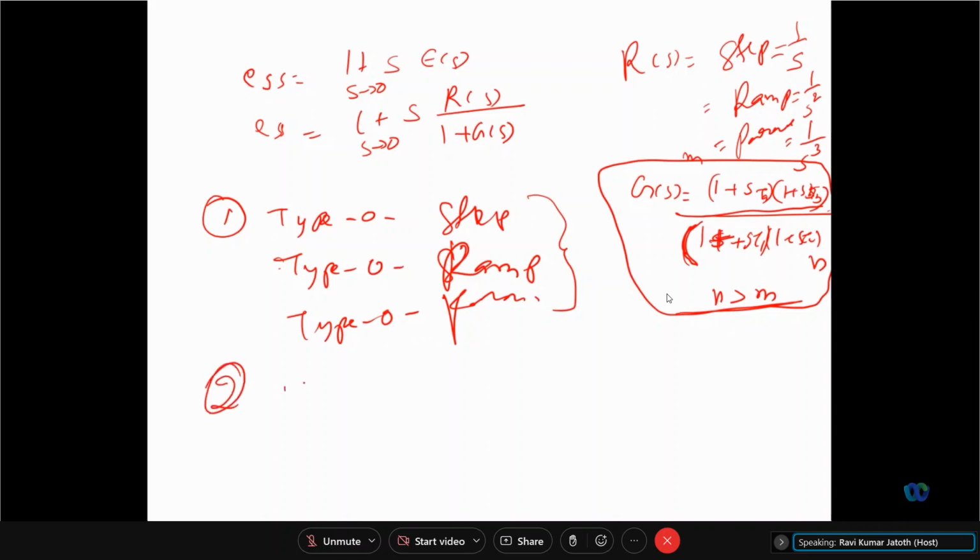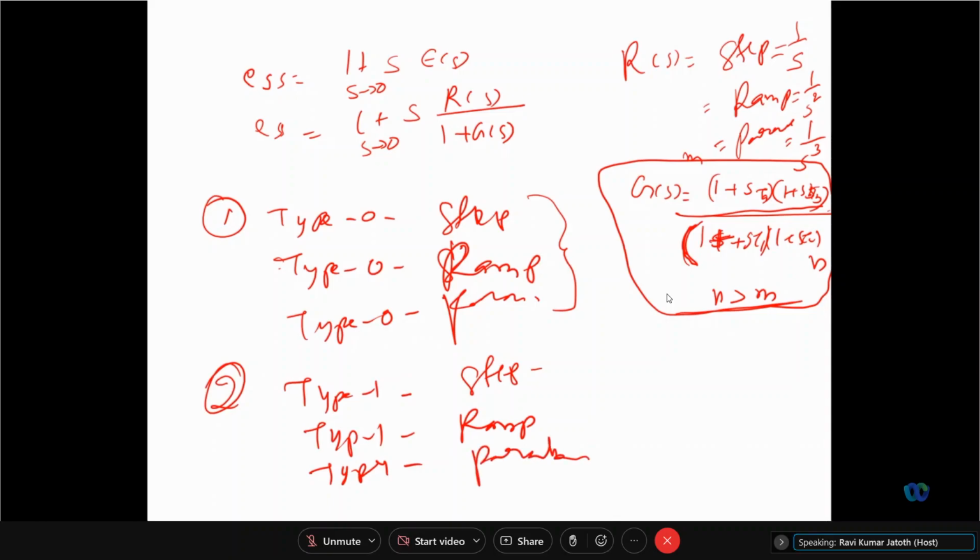Case number 2, type can be 1, input can be step. Type can be 1, input can be ramp, correct? Type can be 1, input can be parabolic, correct? Case number 3: type 2, input can be step. Type 2, input can be ramp. Type 2, input can be parabolic, correct?